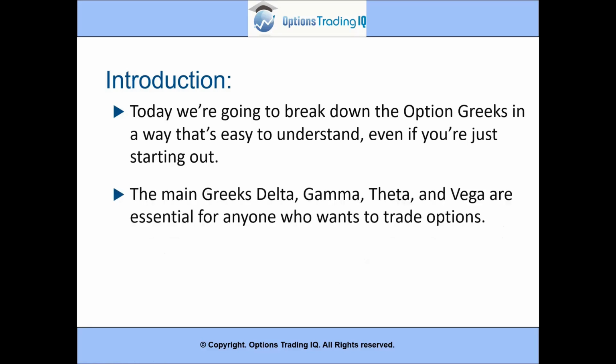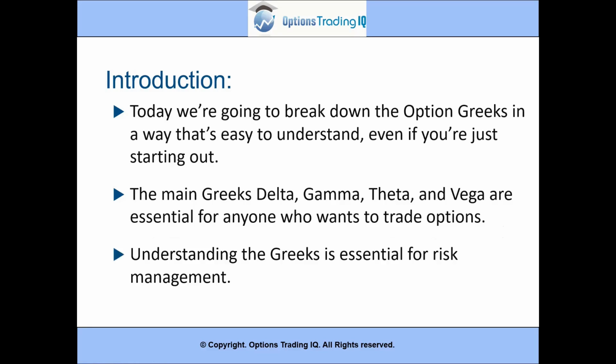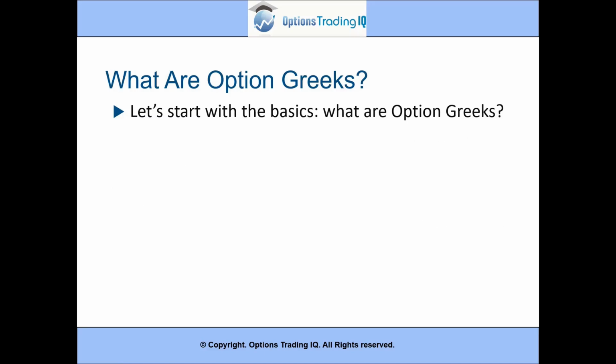The main Greeks, delta, gamma, theta, and vega, are essential for anyone who wants to trade options. The other Greek is rho, but we're not really going to focus on that today because it's not as important. Understanding the Greeks is essential for risk management. Let's start with the basics.